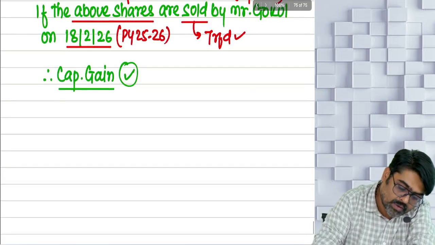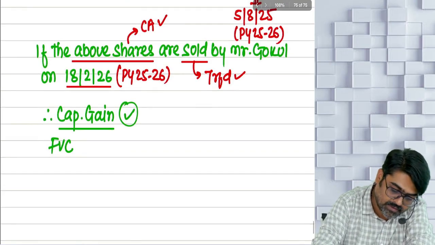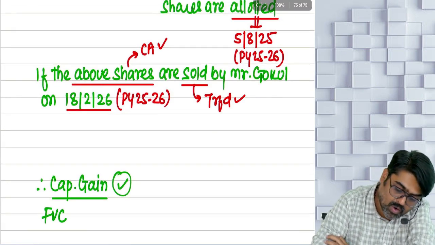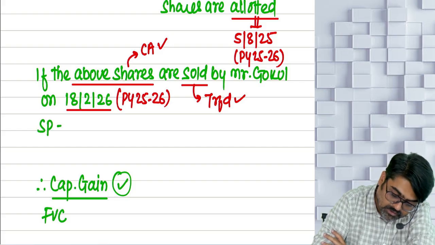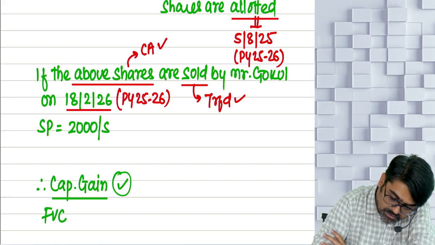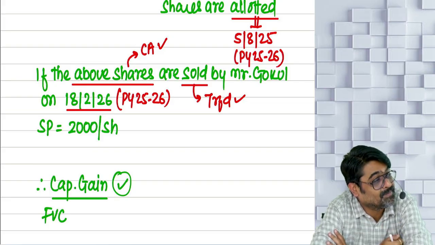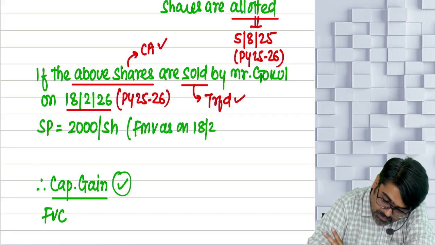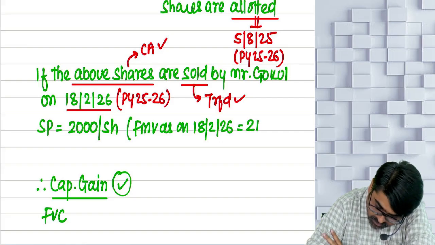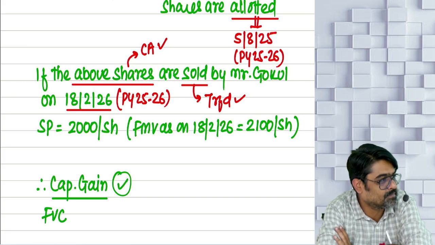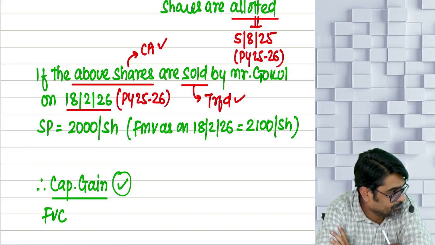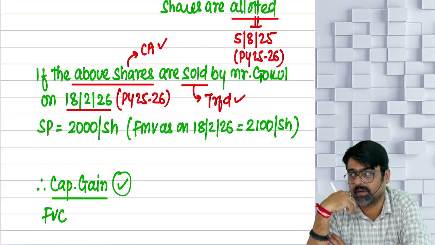Done, no? Now to calculate the capital gain, full value of consideration. But wait, wait. Some more information. See, he is selling them on 18th of February 2026 for a selling price of rupees 2000 per share. How much is the selling price? And the fair market value as on 18th of February 2026 was 2100 per share. And why have I given this fair market value? If someone will tell me, I'll be more than happy. Why have I given this fair market value?